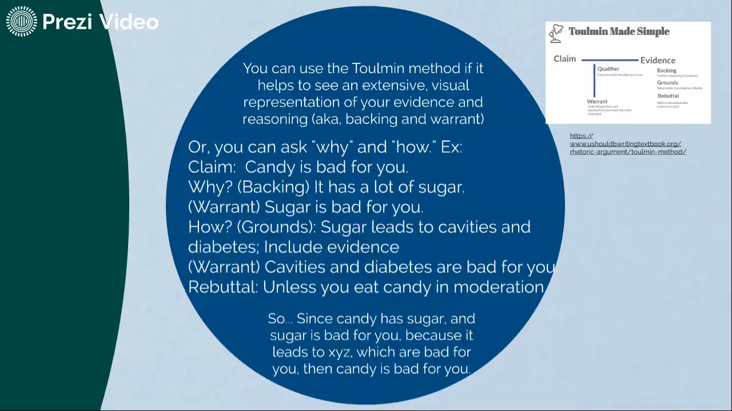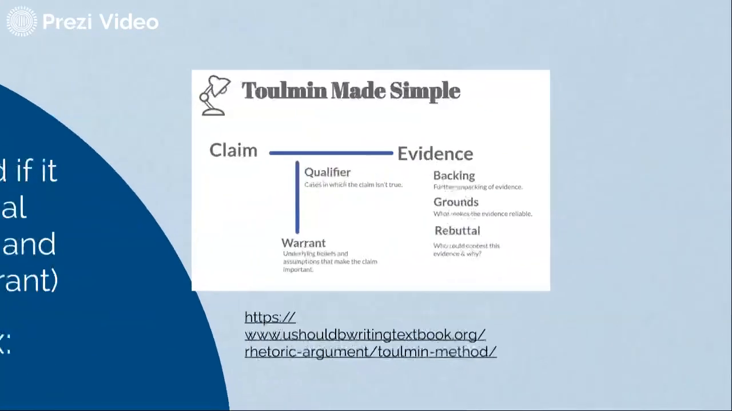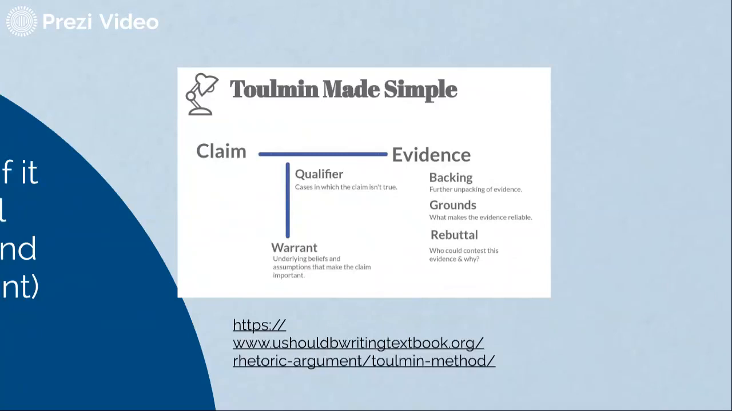You can use the Toulmin method if that helps to see an extensive and visual representation of your evidence and reasoning. I'm not sure if this is still in the Carolina Rhetoric, but it did include a brief graphic that I will sit with for a second. Essentially, you have your claim, and that claim is backed by evidence. That evidence also has backing grounds and a rebuttal. Your claim might also have a qualifier, or cases in which the claim isn't true, and a warrant.